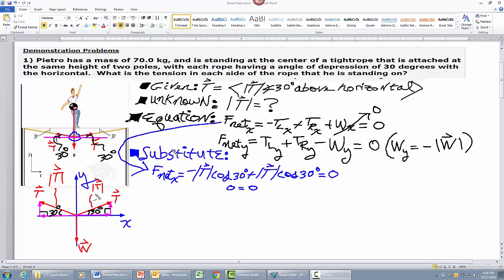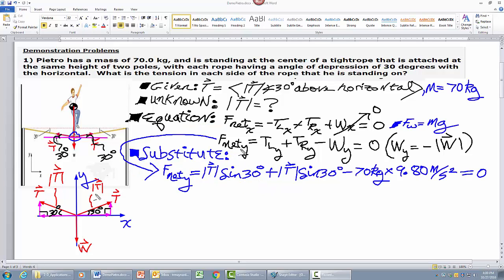Substitute. For F net of x, we get F net of x is minus the magnitude of the tension in the left rope times the cosine of 30 degrees plus the magnitude of the tension in the right rope times the cosine of 30 degrees is equal to 0. These two subtract, giving us 0 is equal to 0. We know 0 is equal to 0. There's no useful information here. Therefore, we must move on to F net of y.